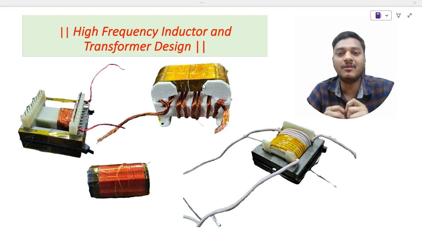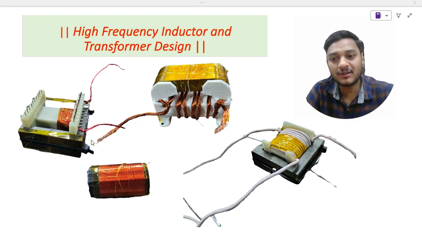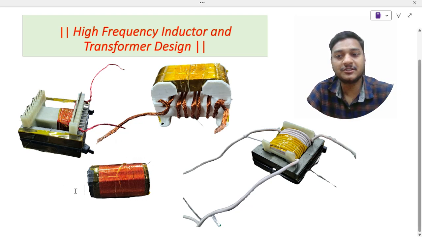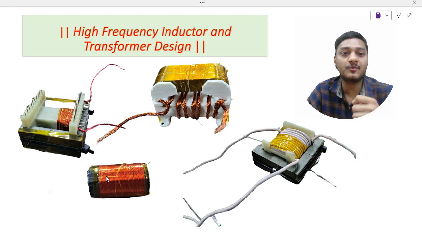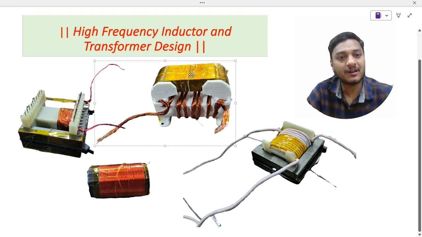Now about the transformer design. This core which is there is an air core, because there is no core as such. It is basically wound on some plastic. Where such air core type inductors are used, and what the advantage of this air core inductor is, you should know. When to use the air core inductor and when not to use it, those things you should know. Now this is another inductor.